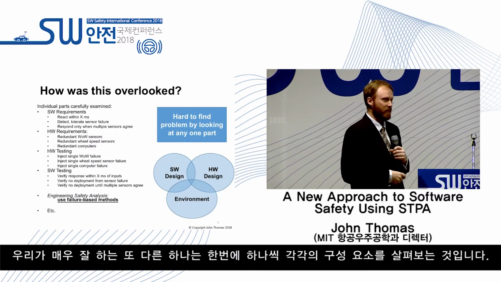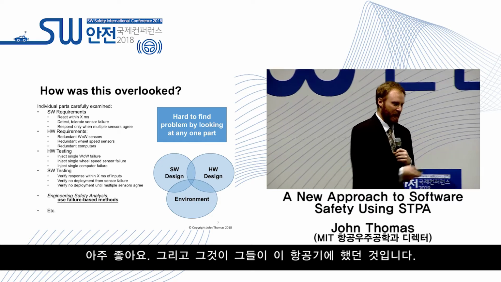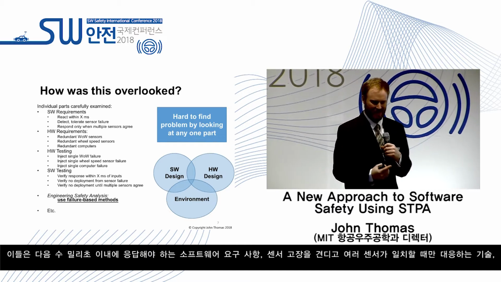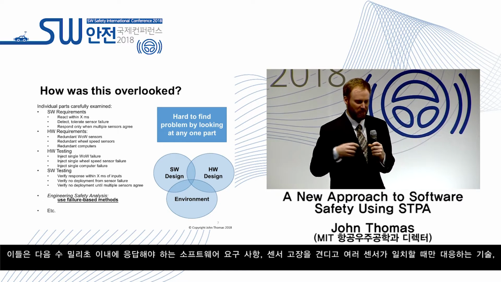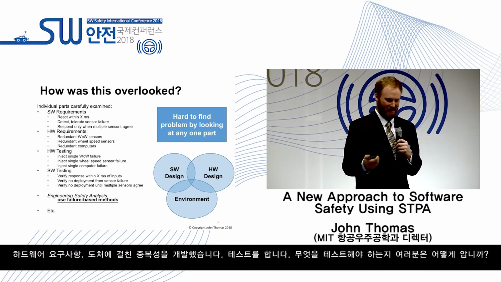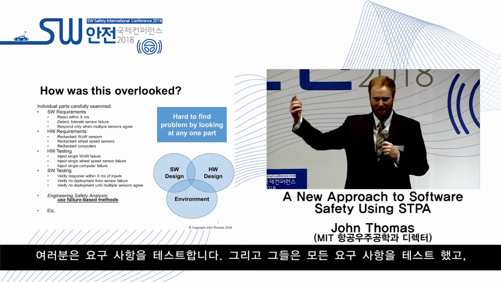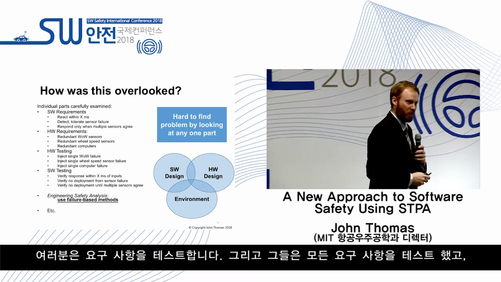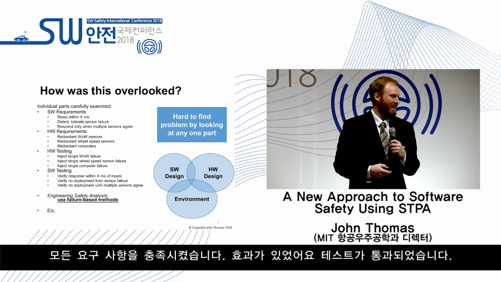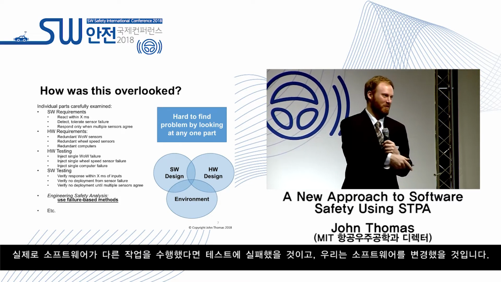Another thing that we do very well is we look at individual components, one at a time. And that's what they did on this aircraft. They developed software requirements: react within X milliseconds, tolerate sensor failure, respond only when multiple sensors agree. Hardware requirements: redundancy everywhere. Testing: how do you know what to test? You test the requirements, and they tested every single requirement, and every requirement was met. It worked. Test passed. In fact, if the software did anything else, it would have failed the test and we would have changed it.